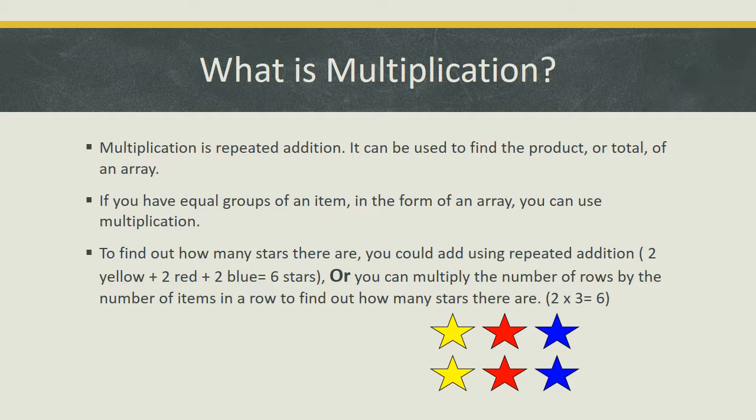Now, looking at our star array, while we could use addition and add 2 together 3 times, 2 plus 2 plus 2, we can also quickly multiply 2 rows times 3 columns to get 6. So the benefit of using multiplication over addition is that it minimizes the number of steps you have to take, and it also minimizes the amount of numbers that you have to compute or put together.